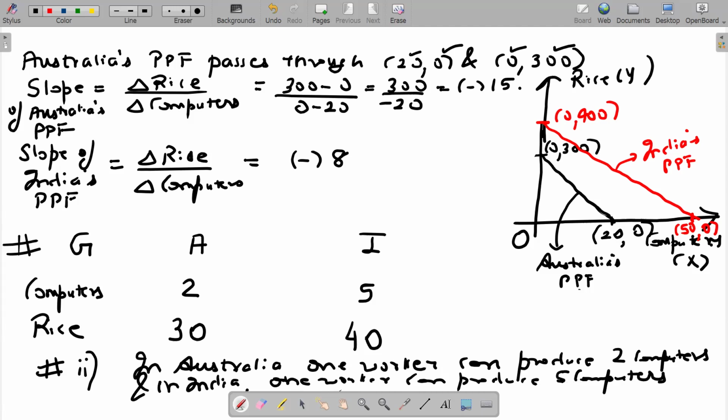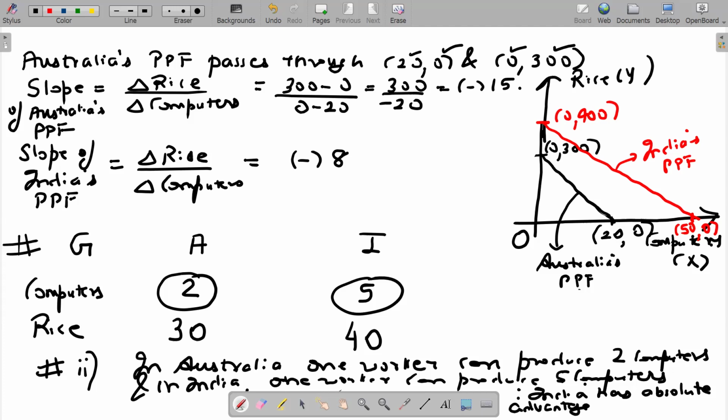That means, guys, the same labor which produces only 2 computers in Australia can produce 5 computers in India. So I can say, therefore, India has absolute advantage in computers. Why does India have an absolute advantage in computers? Because the same worker in India can produce more computers compared to Australia. So my answer for the second part is India has an absolute advantage.